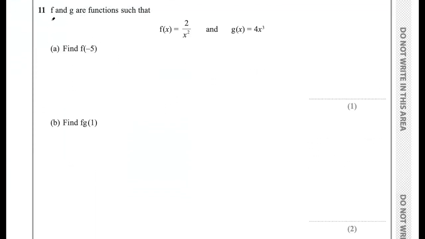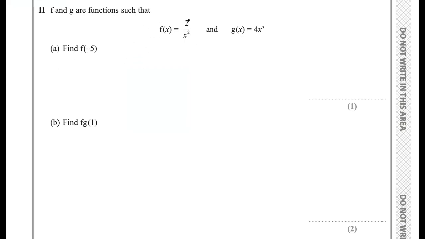Question 11 says f and g are functions such that f of x equals 2 on x squared and g of x equals 4x cubed. Find f of negative 5. So this is saying, well, if the input is negative 5, what is the value of the function?